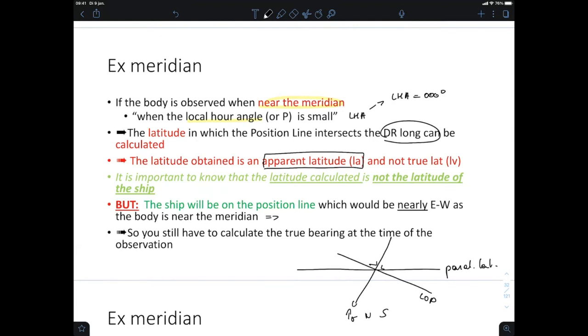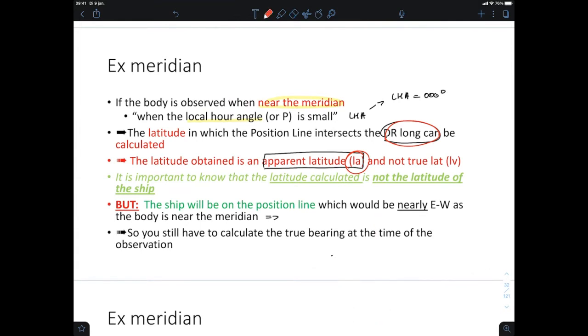The only thing that we need to determine now is where we can draw this line of position. Where should we draw it? Should we draw it here or should we draw it there? Well, I can already tell you now that we will have to draw it based on our dead reckoning longitude. So we have a dead reckoning longitude somewhere, and then with this method, we determine our apparent latitude. I will make a new drawing, but it will get clearer later on.